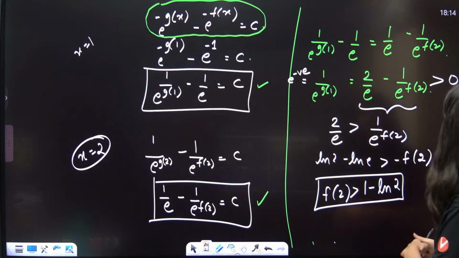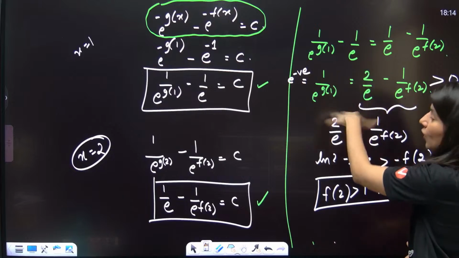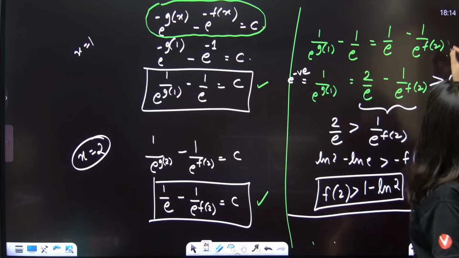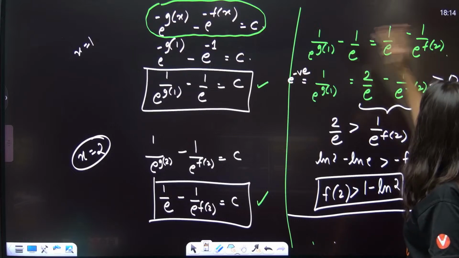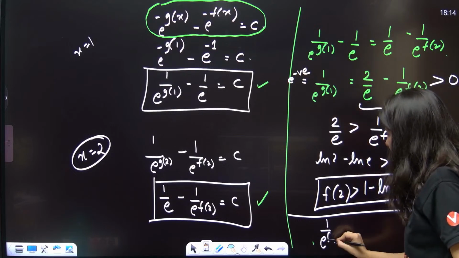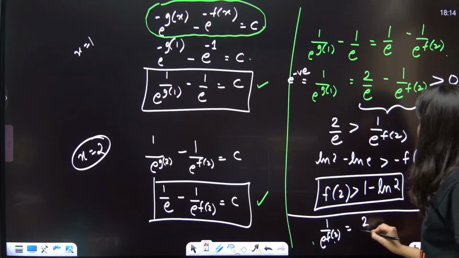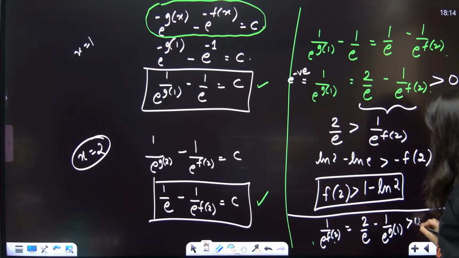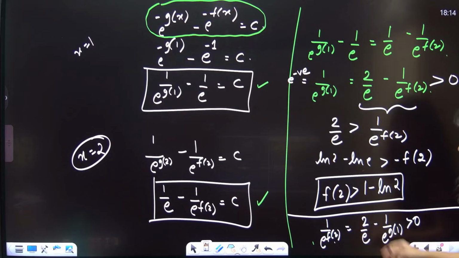This time what you need to do is, from here you have collected 1 upon e power g of 1. Now same, what you can do is just collect e power. So 1 upon e power f of 2 is equal to 2 by e minus 1 upon e power g of 1. That is greater than 0. Okay, so this is there, and log of 2 minus 1 is greater than minus g of 1.